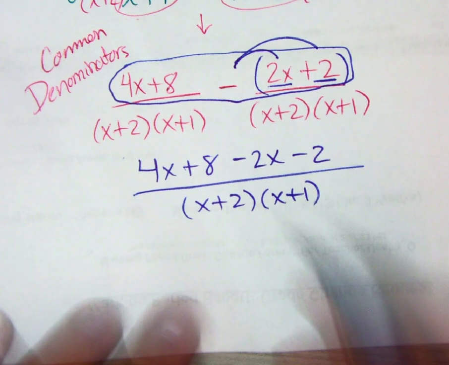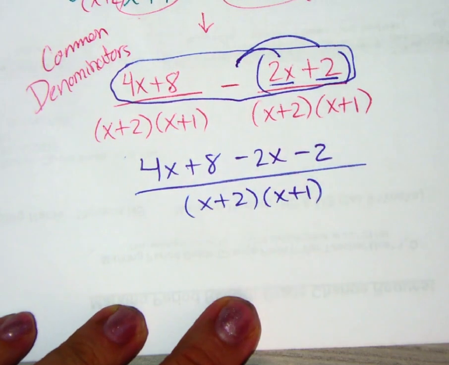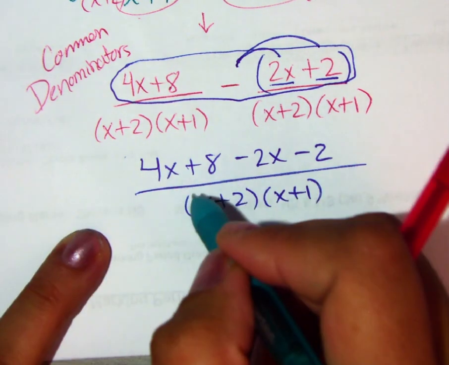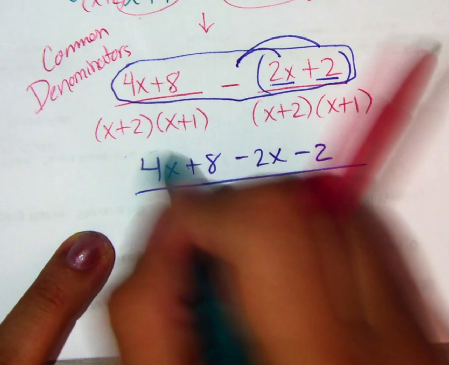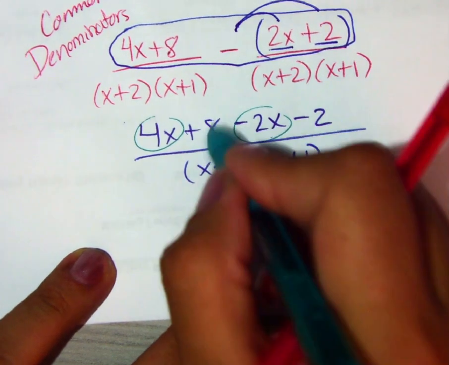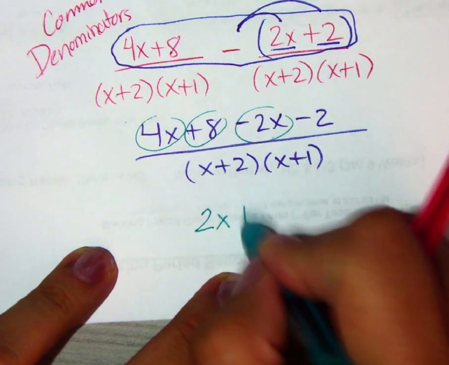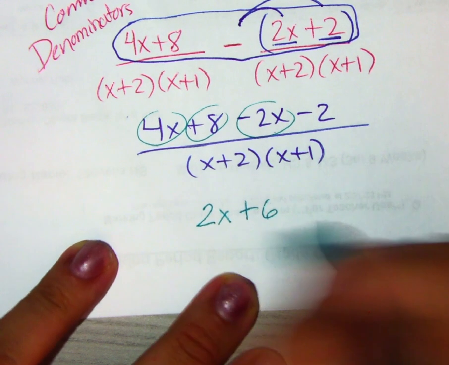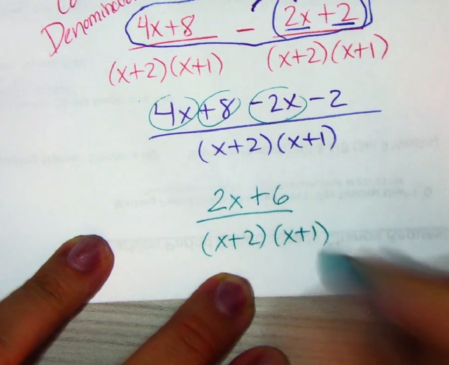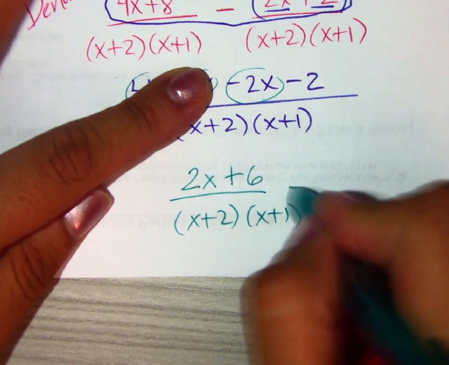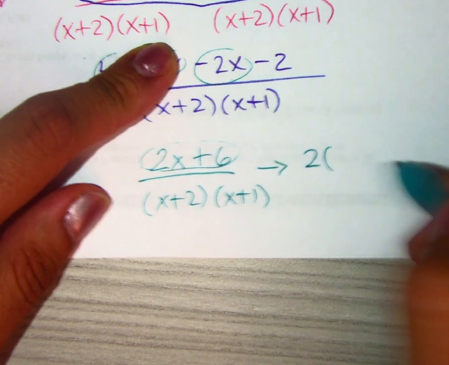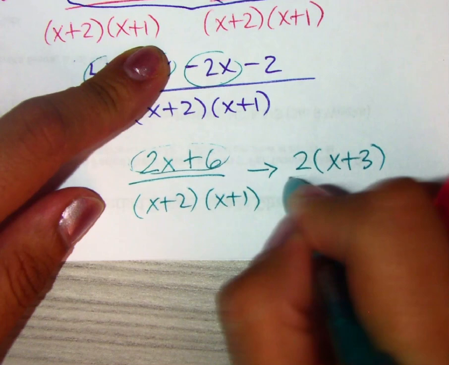Next, we simplify. So we simplify by looking at the common denominators, common terms, combine like terms. So 4x minus 2x gives you 4 minus 2, which is 2x. And then 8 minus 2 gives you 6. So we end up with 2x plus 6 over x plus 2 and x plus 1. Now this could be the answer if it doesn't simplify anymore, but we do notice that this has a 2 as a GCF, so we're going to simplify that.